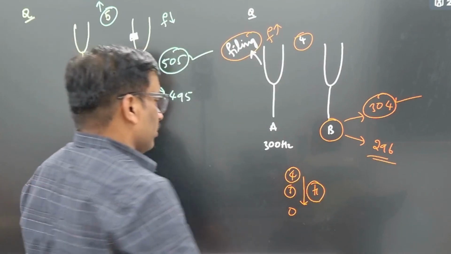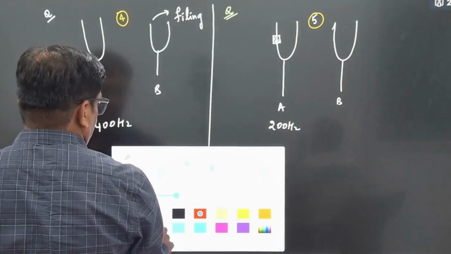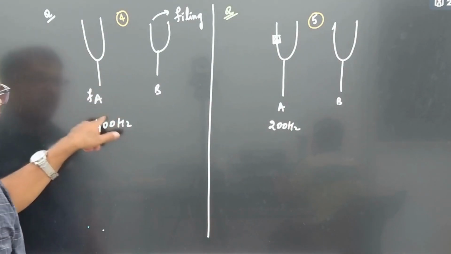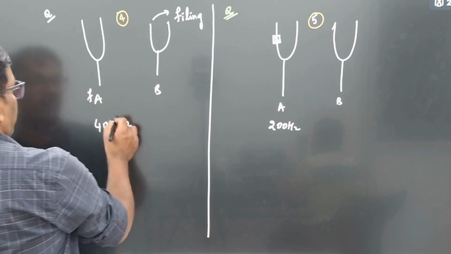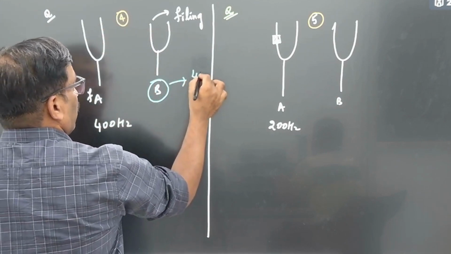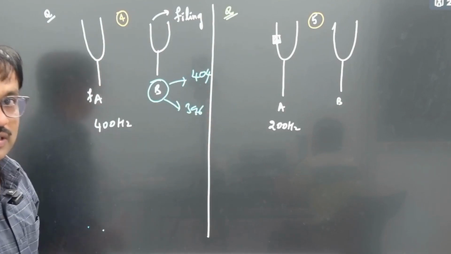Clear? So now we will go for one more type of question, the same way, slightly reversed. Here we know the frequency of A. So what are the possibilities? It is producing 4 beats, so 404 or 396. Which one do you have to select?